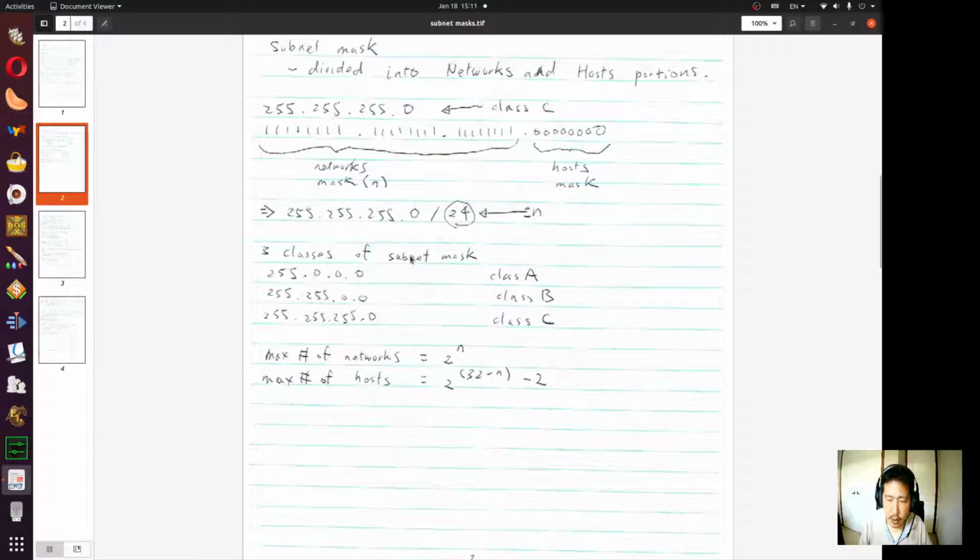So there are 3 classes of subnet mask. 255.0.0.0 is class A. 255.255.0.0 is class B. 255.255.255.0 is class C. So now you know why this is class C, because it corresponds to this line over here.